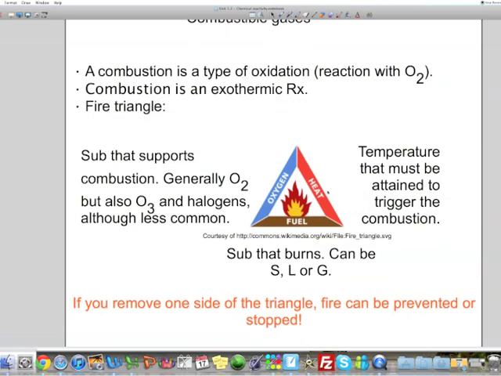Now, obviously, since we need those 3 things, if you remove one side, if you have no fuel, or if you don't supply enough heat to start the reaction, or if you don't have any oxygen present, then you cannot have combustion. And that is why when you try to extinguish a fire, you'll try to cut off the oxygen supply by using, for example, a blanket. You'll try to cover and smother the fire. So you're cutting off the oxygen supply, you're removing one side of the triangle, and the combustion stops.